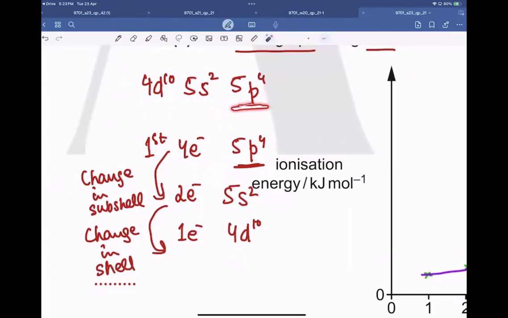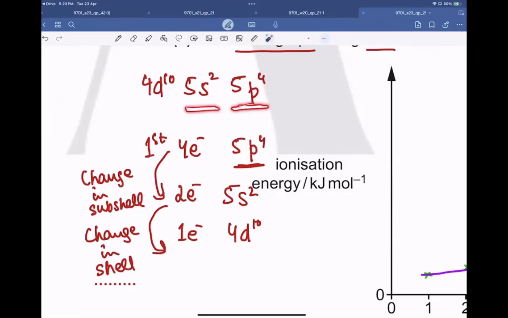So there is a little increase. But the 7th electron is actually removed from the inner shell, that is 4d. So if 5p is over here and 5s is over here, then 4d would be like over here. So see, there is a very big difference. That's why for the electron to be removed from the 4th shell, we need a very high amount of energy. So that's why there is a very big jump.